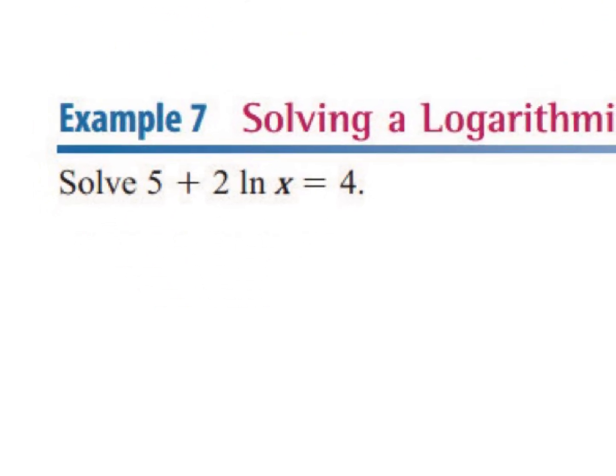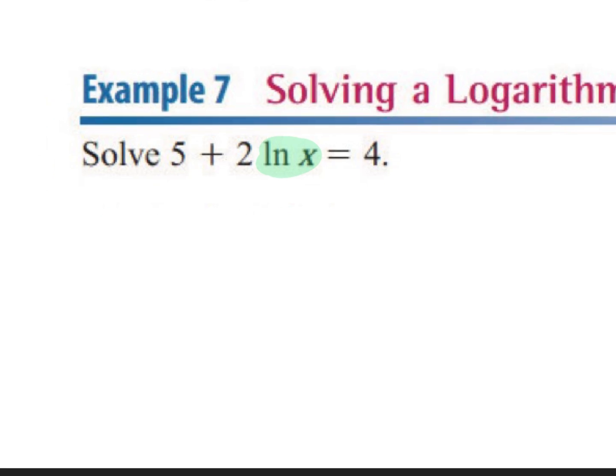Isolate, highlight, circle, whatever you need to do. But there is my function. ln, what's the opposite of ln? E. So think about that. At some point, you're going to use e to the x. But I have to get the ln by itself. So what do I do first? Subtract 5. Perfect.